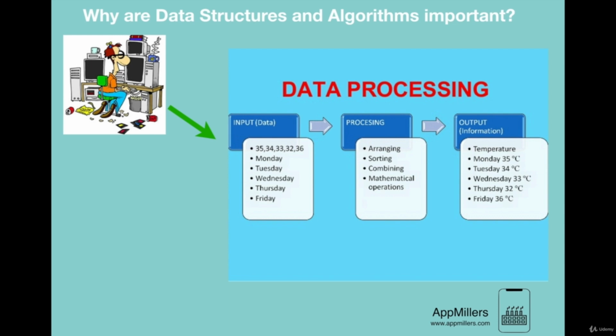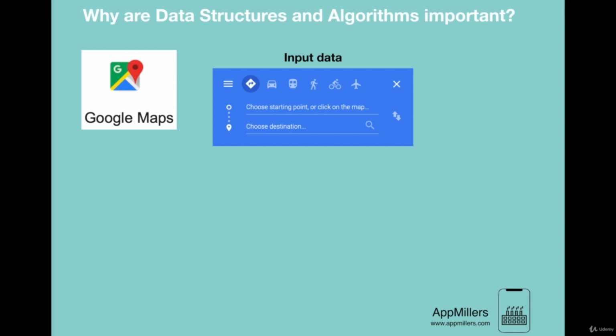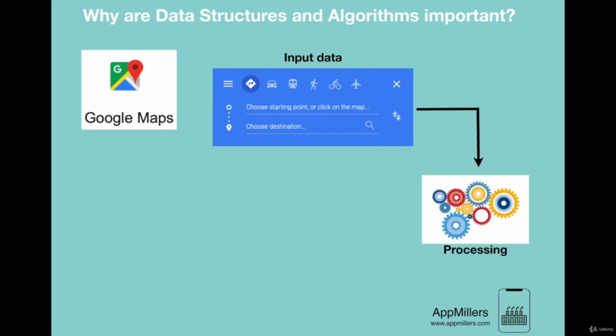For example, if you look at Google Maps, you provide starting and ending destination points as an input to Google Maps. It processes this data to find the shortest path between these locations and provides it to us as an output.